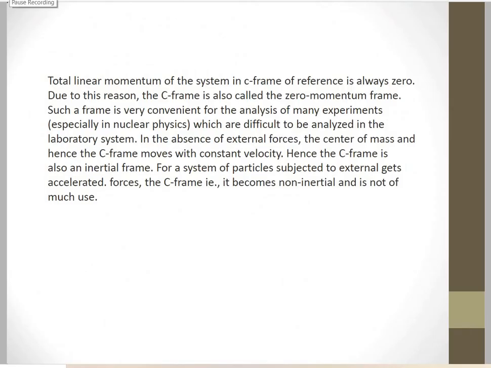If the external force acting on the system is equal to 0, the total linear momentum of the system in the center of mass frame of reference is always 0. Due to this reason, the center of mass frame is also called the zero momentum frame. Such a frame is very convenient for analyzing many experiments, especially in nuclear physics, which are difficult to analyze in the laboratory system. In the absence of external force, the center of mass frame moves with constant velocity. Hence the center of mass frame is also an inertial frame.